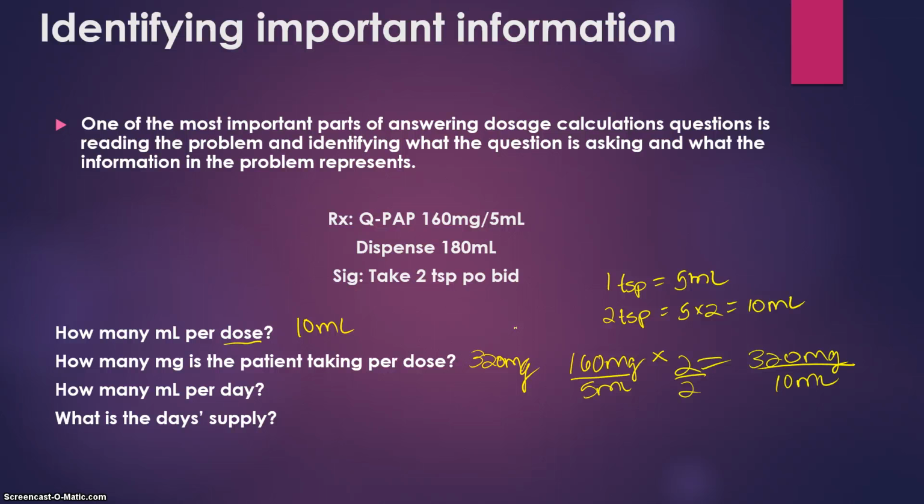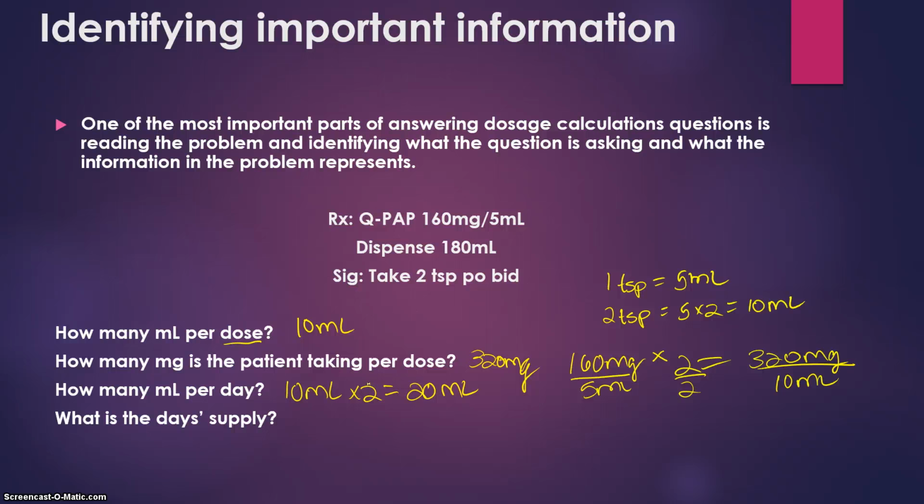How many milliliters per day? The patient is taking 2 teaspoons by mouth twice daily. So they're taking the 10 mLs, right? That means that they're taking the 10 mLs twice a day, then they're taking 20 mLs per day total. So at one time they're taking 10 ml, and then a second time throughout the day they're taking another 10 mLs. That equals 20 mLs.